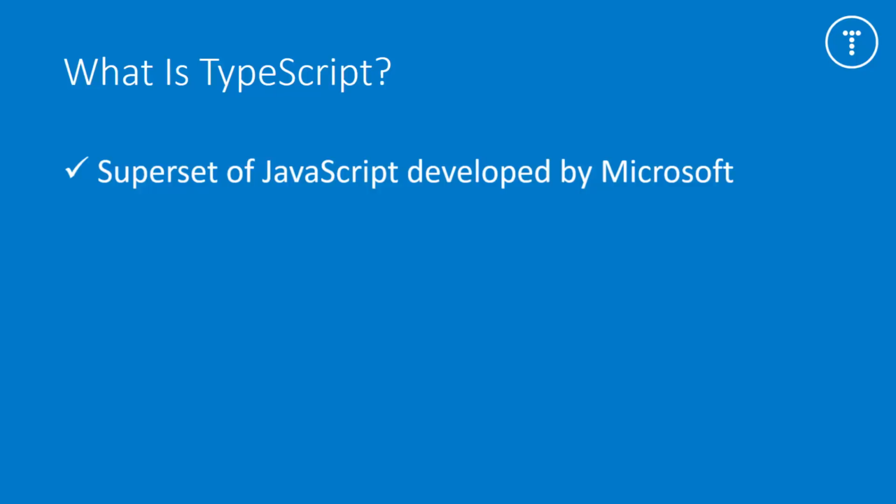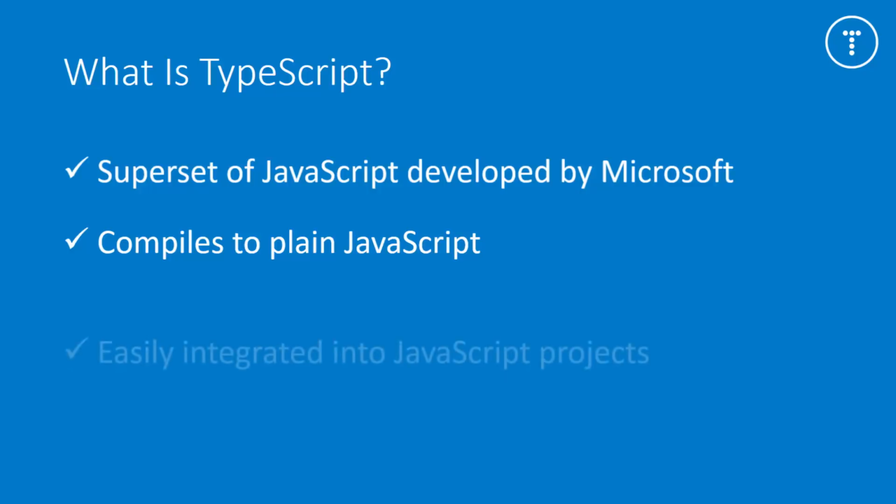Another example of superset is Objective-C, which is a superset of the C language. So TypeScript compiles or transcompiles into standard JavaScript, because a browser can't read a TypeScript file, it can only read JavaScript. There's a program called TSC that we can use to compile it easily.